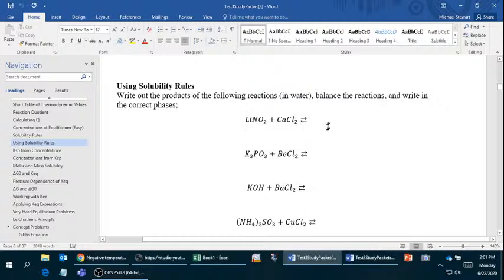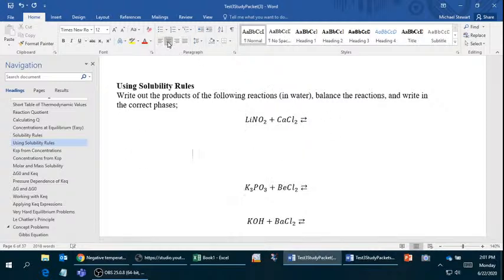Now, in terms of how to actually solve these types of problems, the recommendation I give my chemistry 1 students is these are double substitution reactions. To predict the double substitution reaction, your first step should always be to write out the names of the compounds. So we have lithium nitrite plus calcium chloride.